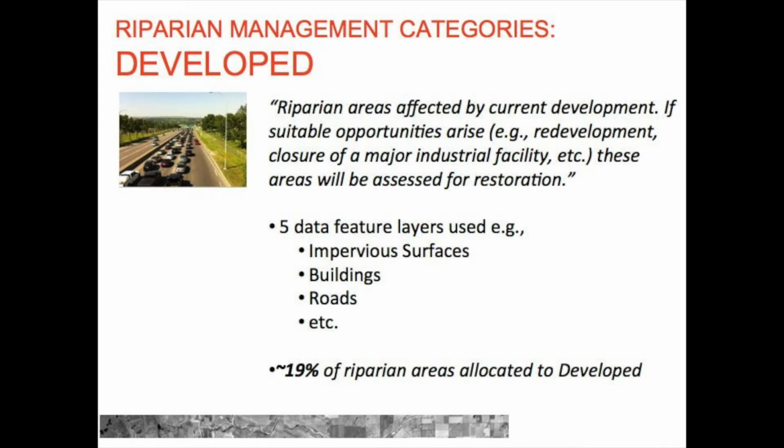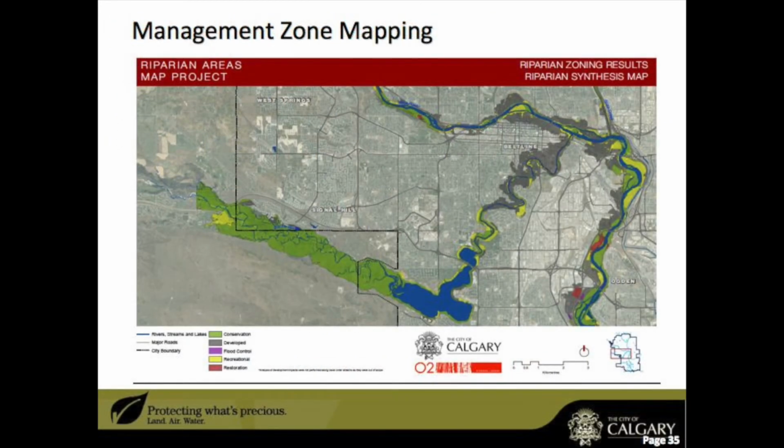And then the final one, developed riparian areas affected by current development, but if suitable opportunities arise, so for example redevelopment, closure of a major industrial facility, reclamation of gravel pits is a big one, these areas will be assessed for restoration. And for that we use things like impervious surfaces, buildings, roads, and we get just under 20% allocated to that category. So these are the results, these are the maps showing that.